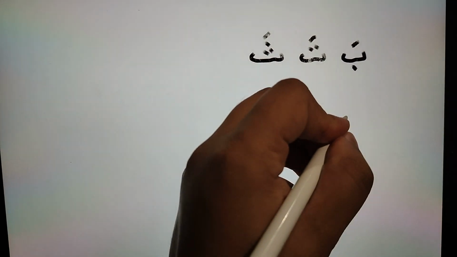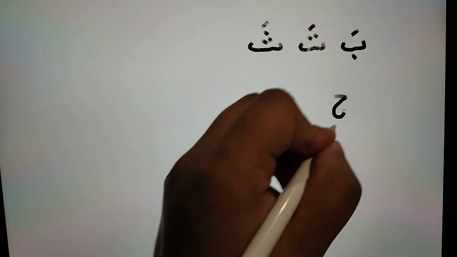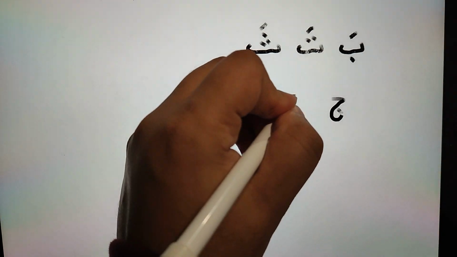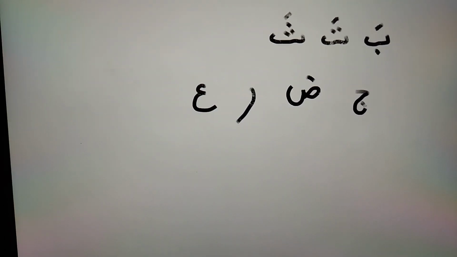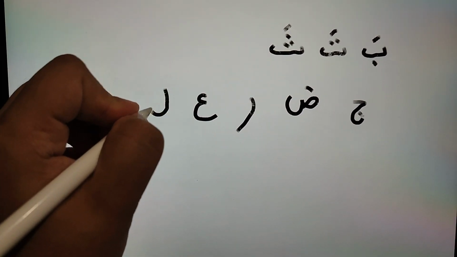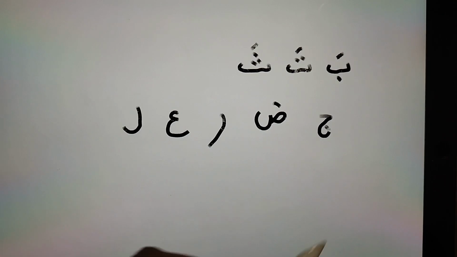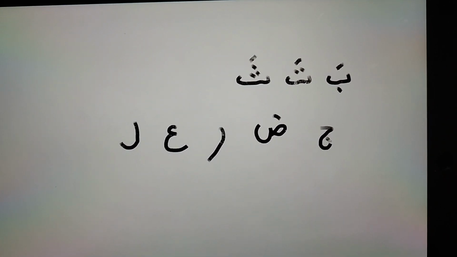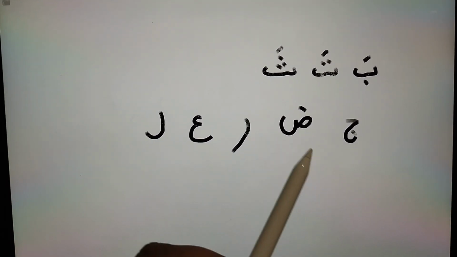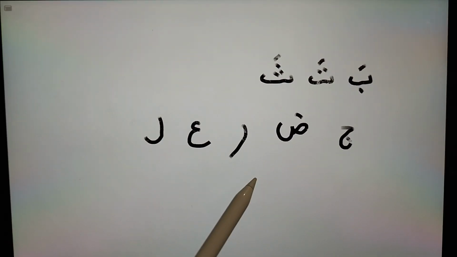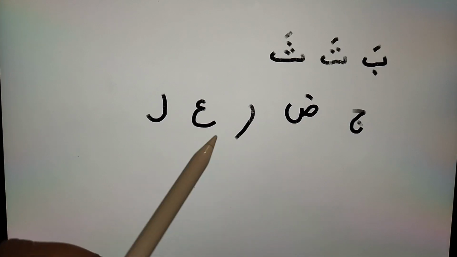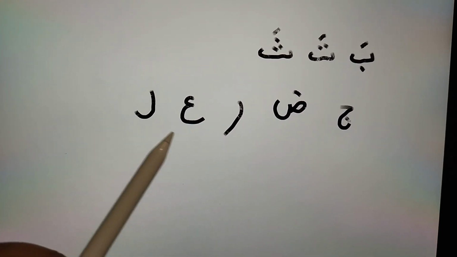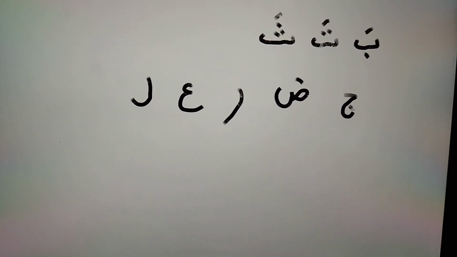Take any letter you want. Jim, Dad, Ra, I don't know, Ain. What else is there? Any letter. Lam. By themselves, Jim makes a j sound. By itself, Dad makes a d sound. By itself, Ra makes an r sound. By itself, Ain makes its own sound. And by itself, Lam makes an l sound.